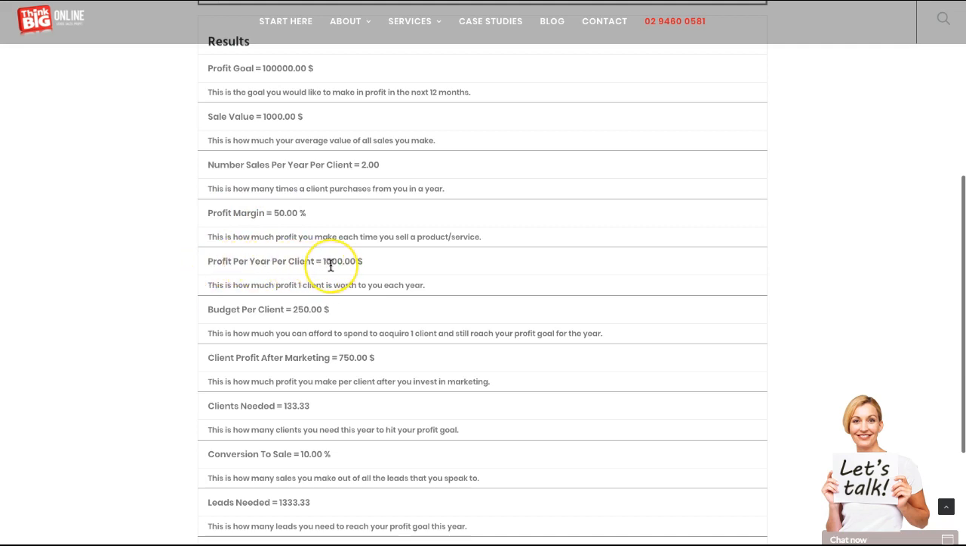Your profit margin, you put that in. Profit per year per client, right? This is how much one client is worth to us for every year that we're running this campaign. Our budget per client, so we put in 25%, remember, of the profit. So what we've got here is every client is worth $1,000 profit to us each year. They're worth $2,000 in revenue, times our profit margin. But down here we're prepared to spend $250 to buy a client.